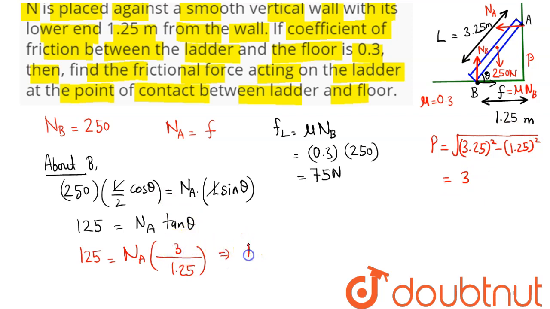Hence we can see the normal reaction NA to be 52.1 Newton. So this 52.1 Newton is the corresponding frictional force. So we have the frictional force as 52.1 Newton, which is our answer.